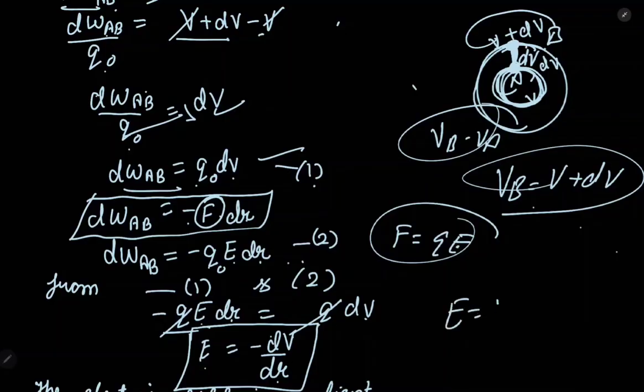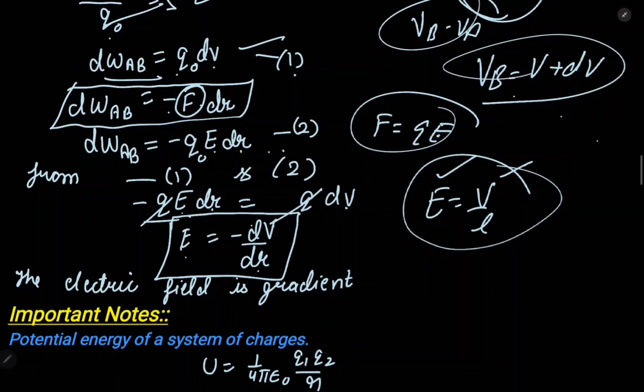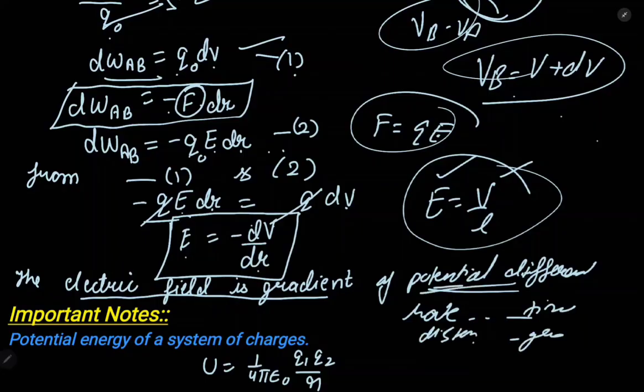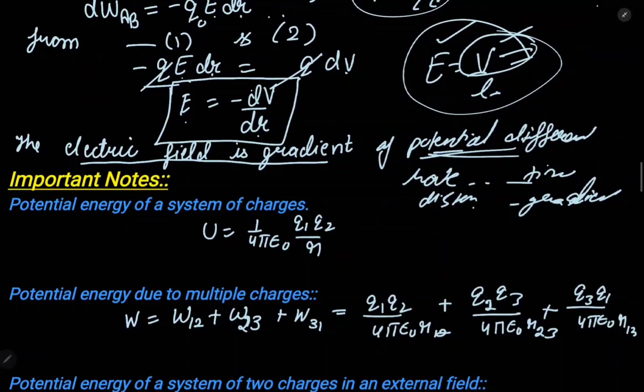This is a very important expression, that electric field is equal to V upon L, or we can say that electric field is the gradient of potential difference. Gradient means if something is changing with the distance, like rate means if something is changing with the time, and if the quantity is changing with the distance, that is known as gradient. So we can say that electric field changes with the change in the potential. If potential is changing with the length, we can say electric field also changes.